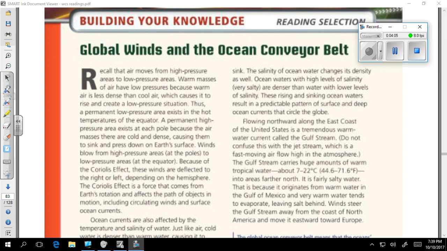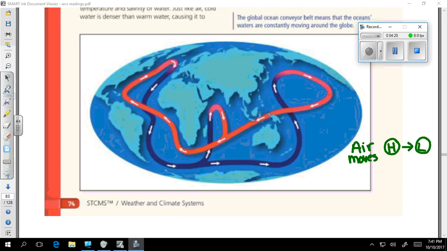So the first thing that I need you to underline is that air moves from high pressure areas to low pressure areas, and that warm masses of air have low pressure. So remember guys, when air moves, it's a convection current, it's a circle. And so air always moves from high pressure to low pressure. Also remember that low pressure is warm air.